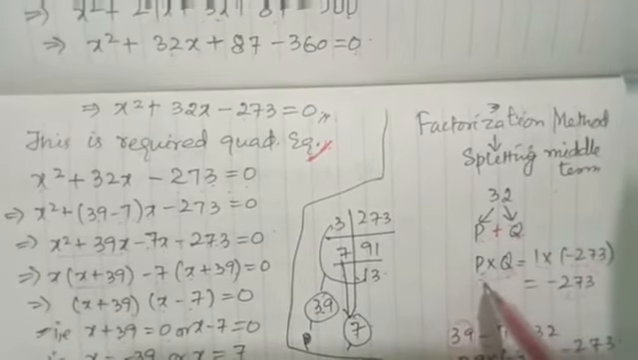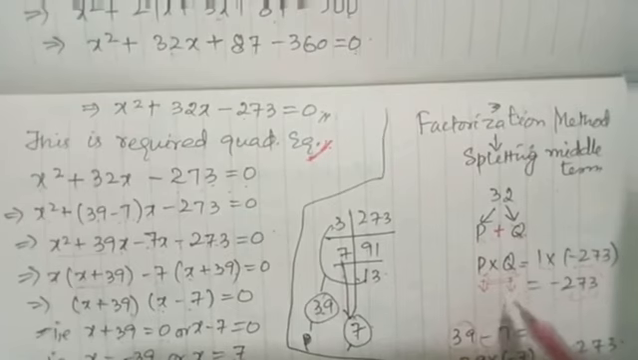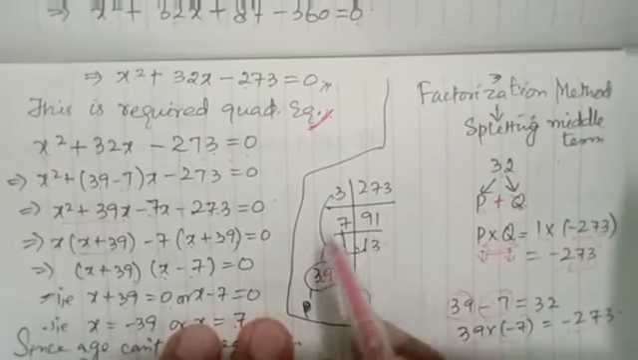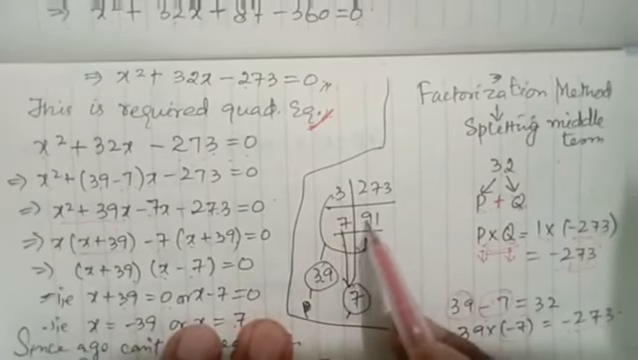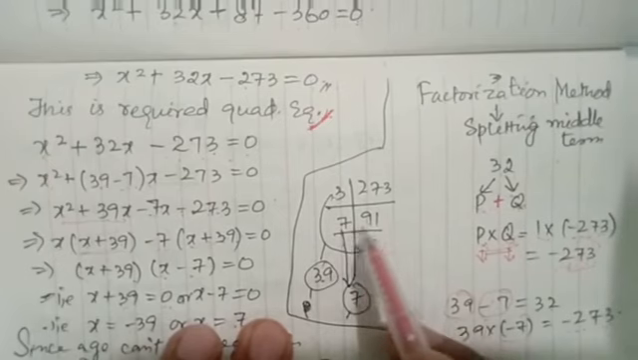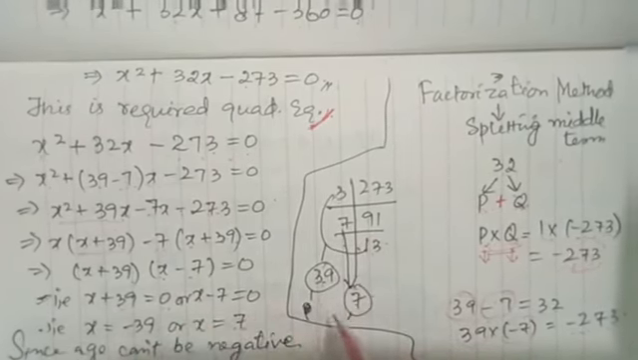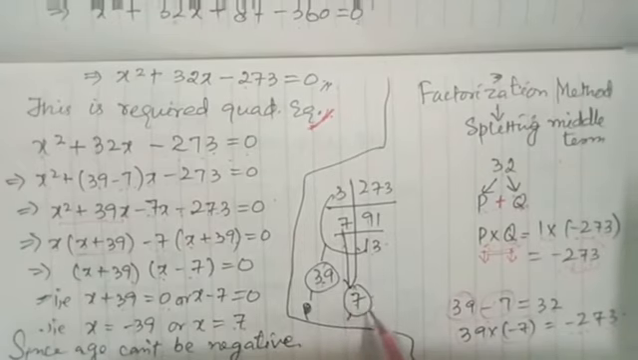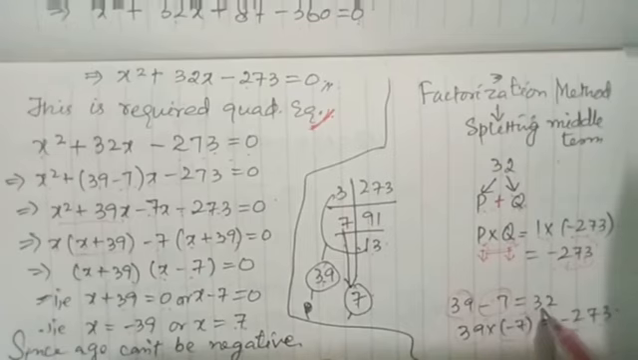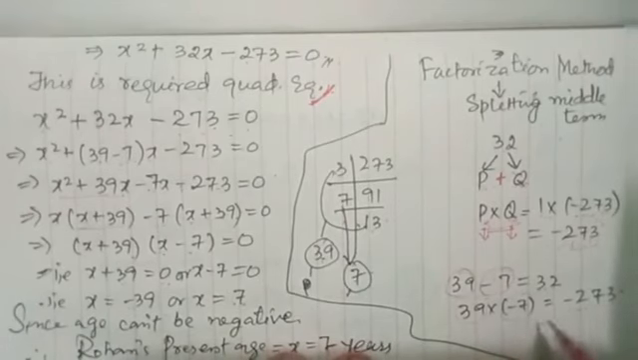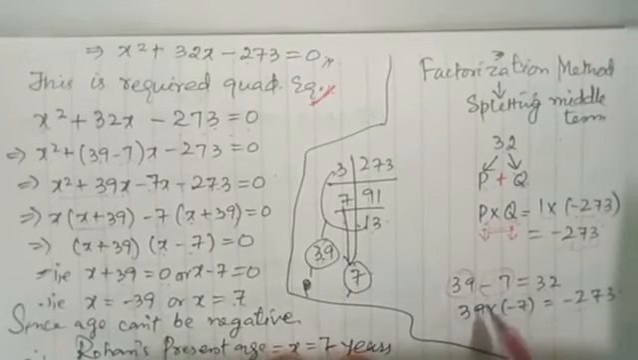Now how to find these two terms p and q? See what I will do. I will write 273 here. Then I will do the prime factorization. First I will divide it by 3. I will get 91 as quotient. Then I will divide by 7. I will get 13 as quotient. Now 3 into 13 is 39, and this is 7. See here, if I add 39 and minus 7, I will get 32. If I multiply 39 and minus 7, I will get minus 273. In this way, my p is 39 and q is minus 7.